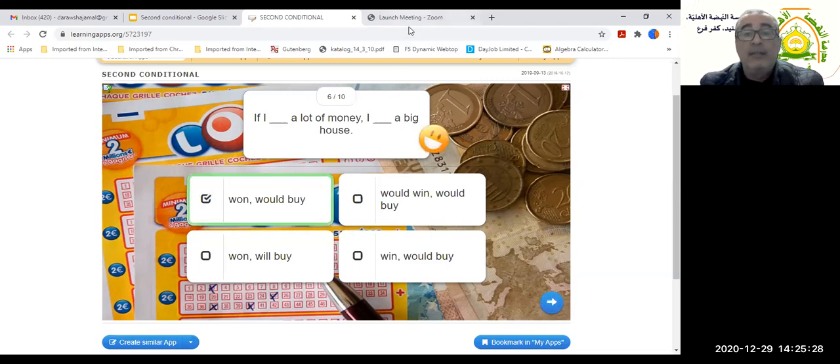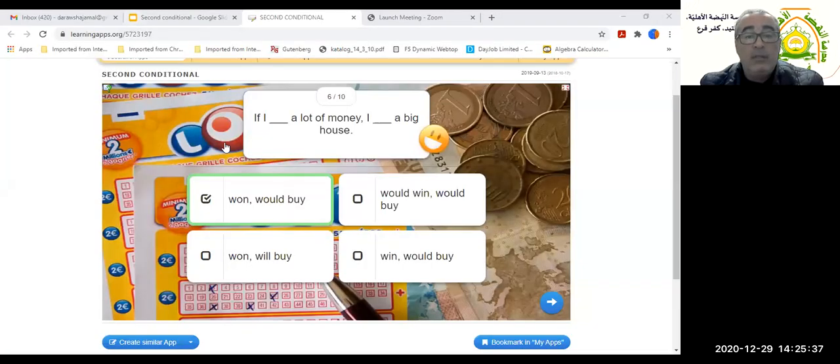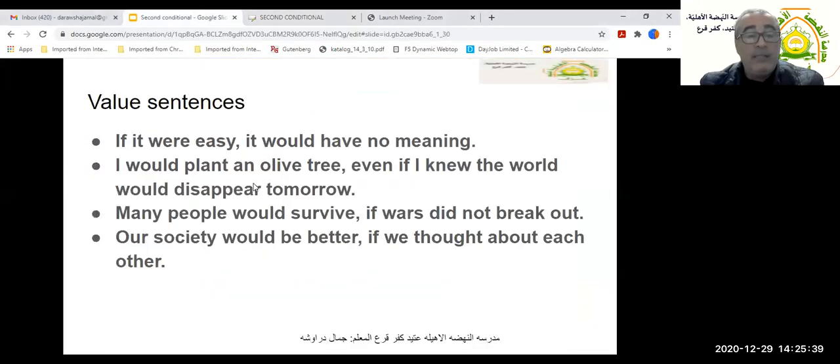All right. Let's move on. There is one more slice I would like to share with you. Let's look at these value sentences. These are value sentences that are very precious and relevant to our real life. If it were easy, it would have no meaning. We use it to talk about things that are not easy.